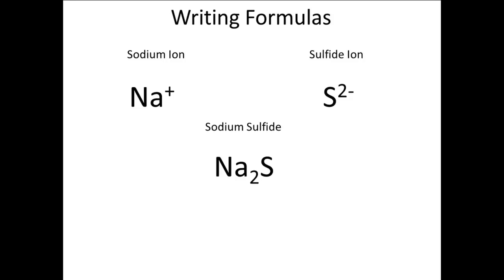If we want a compound between the sodium ion and the sulfide ion, then we need 2 sodium ions for each sulfide ion. So the formula is Na2S. Again, in terms of charges, this would be 2 times 1 plus, which is 2 plus, 2 minus equals 0.